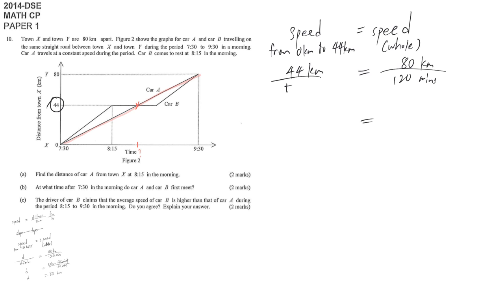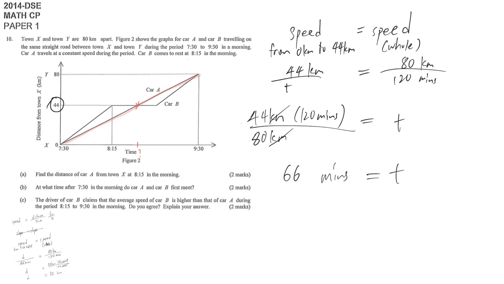So solve this equation. We know that t is equal to 44 km times 120 minutes, and then divided by 80 km. Km is cancelled out, so the unit of time is minutes. It's 66 minutes. So this is 66 minutes later, car A and car B meet. If we count the time, it is 1 hour more and then extra 8 minutes. The time is 8:36.